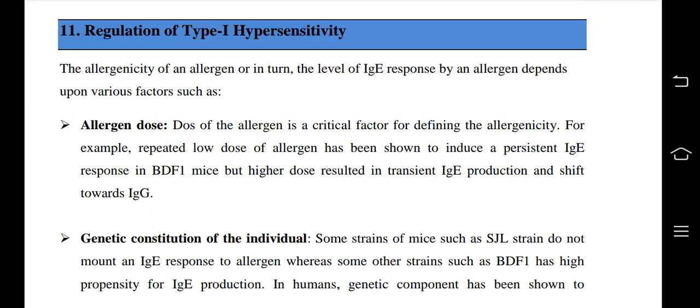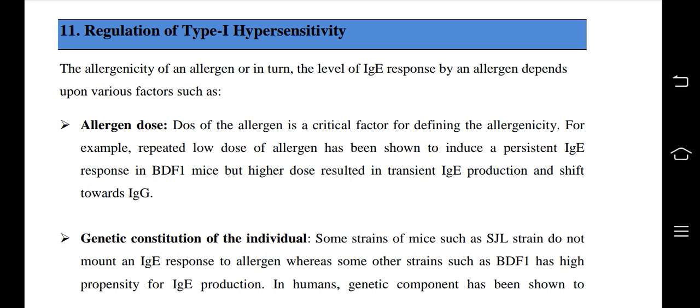Continuation of the previous video, regulation of hypersensitivity type 1. The allergenicity of an allergen, or in turn the level of IgE response by an allergen, depends upon various factors such as allergen dose. Dose of an allergen is a critical factor for defining the allergenicity.